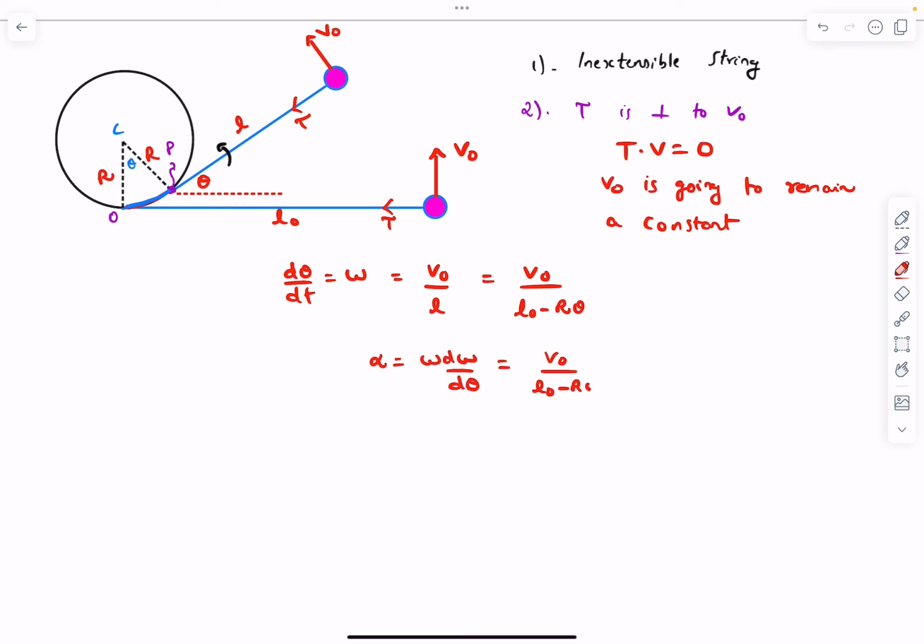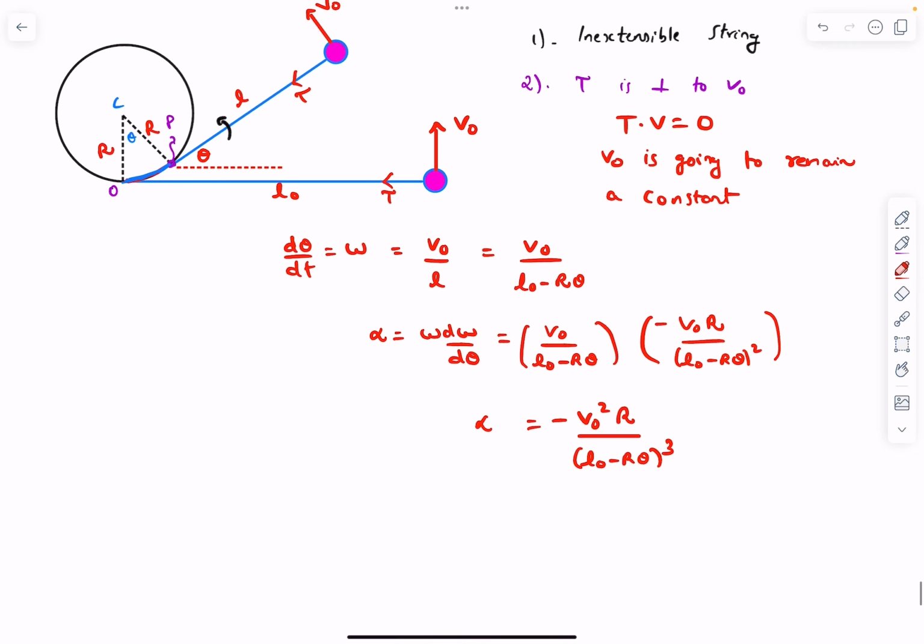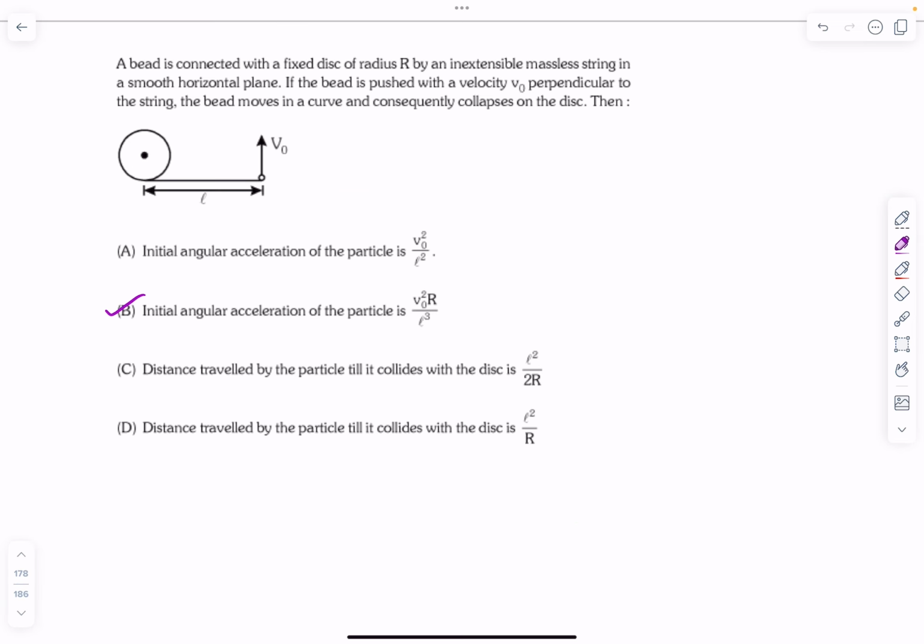So I'm going to substitute omega that we figured above and the derivative of omega with respect to theta. Okay, and we'll get this as the expression of alpha versus theta. Now at t equal to 0, the string was horizontal, which means theta is 0. So if you put theta equal to 0, we'll get the initial angular acceleration as V naught square R upon L naught. Okay, and that would be option B.